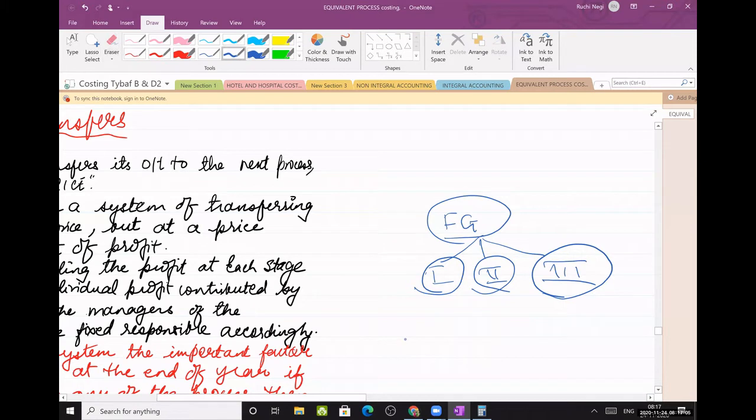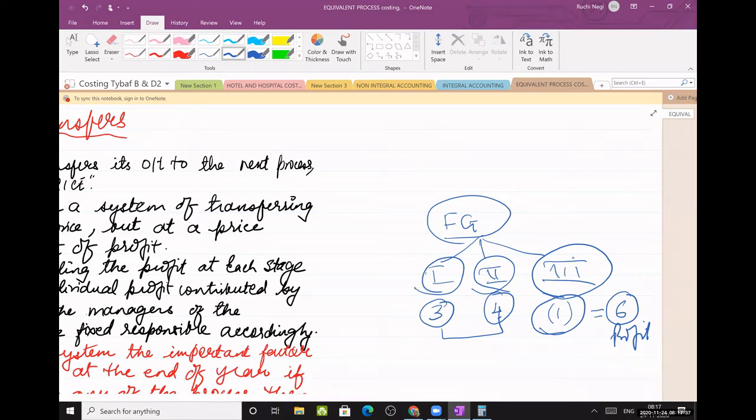Say, for example, in the first process I make a profit of 3 per unit. In the second process, I make a profit of 4. And say in the third process, I make a loss of 1. So what will happen now? 3 plus 4 is 7, 7 minus 1 is 6. So I am getting a profit, but see, I had a loss of 1 rupee in that process. Okay?